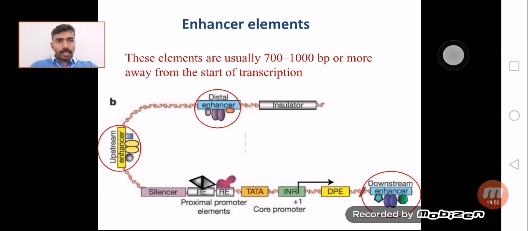Now the second set is enhancer elements. These are still pretty far away from the +1 site, which means around 700 to 1000 base pairs away from the start site of transcription. You can see the noted regions. The binding of proteins, like enhancer proteins or promoter proteins, to these sequences is important for the initiation.